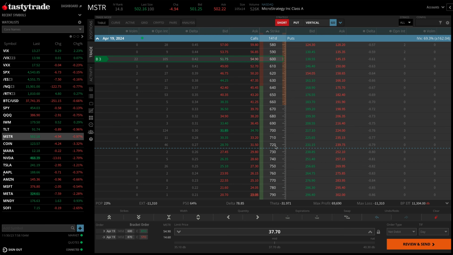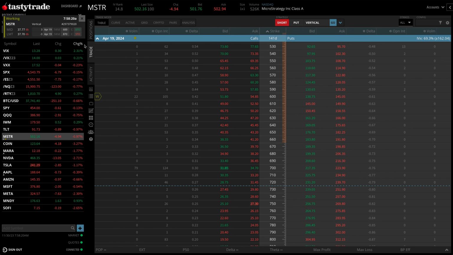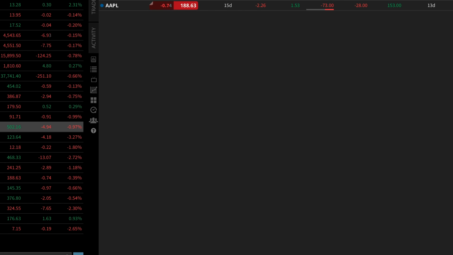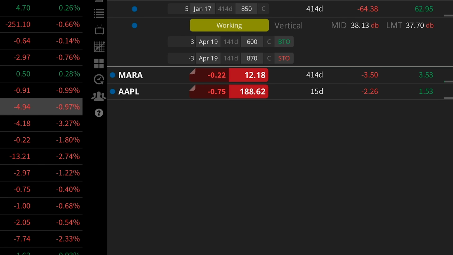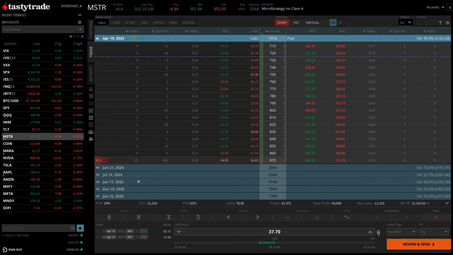The spread I ended up trading is the 600-870 call spread expiring in April of 2024. So basically I just took the 600 call and I shorted the furthest out-of-the-money strike at the time, which was the 870. And here we go. I just tried to route the order at a price of $37.70, but that's not going through. So I'm going to cancel and replace. And then I'm going to click the lock to unlock the price, which is going to set the spread price to the new mid price.